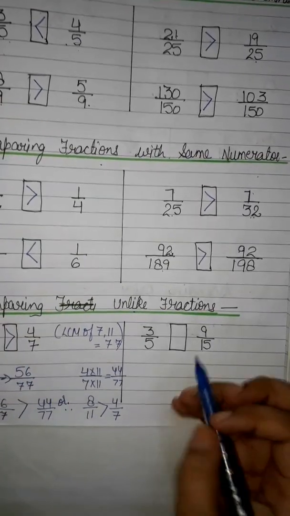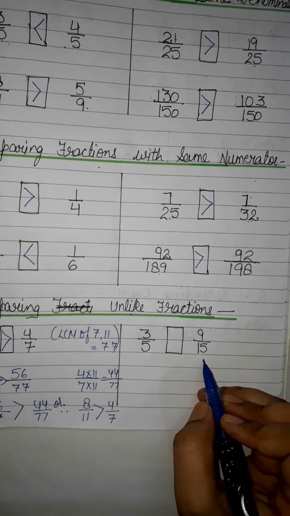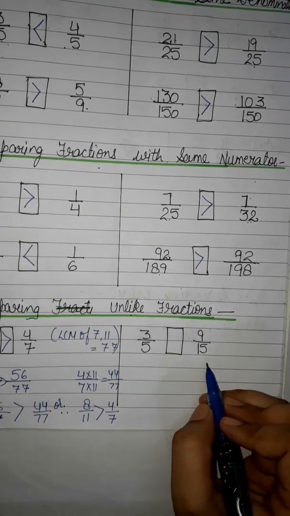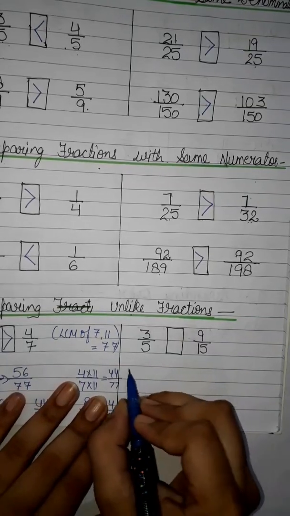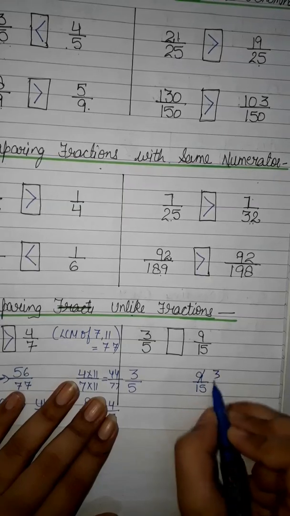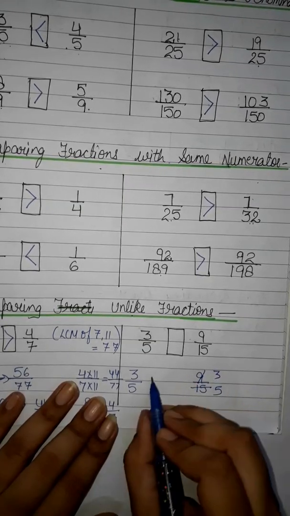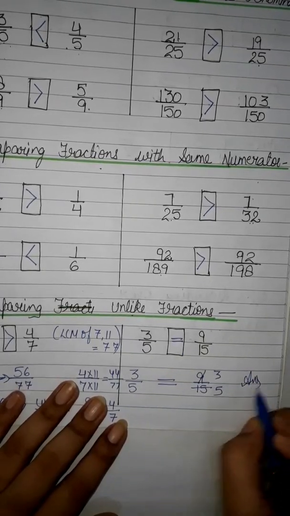Now see the next example. 3 by 5 and 9 by 15. Now children, I will explain how to reduce the fraction. We can reduce it: 3 by 5 and 9 by 15. 3 3s are 9 and 3 5s are 15. Ultimately, they are equal now. So we can write these are equal.